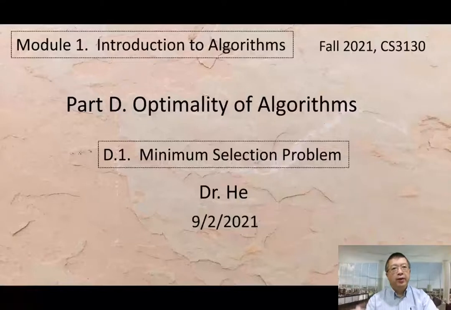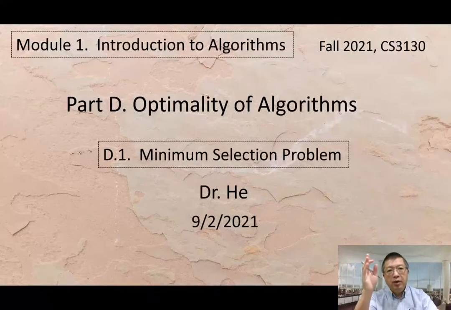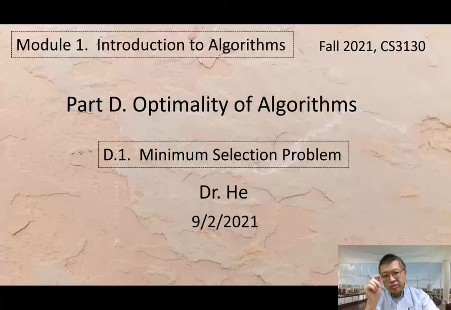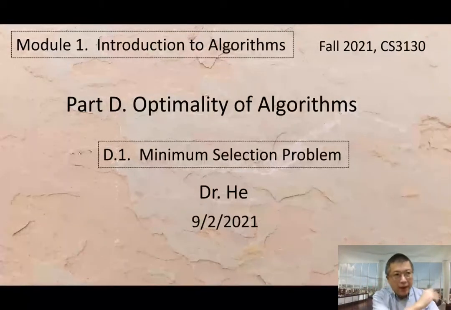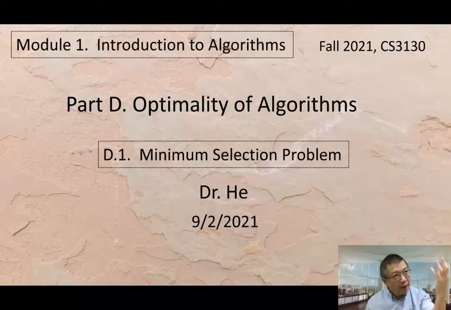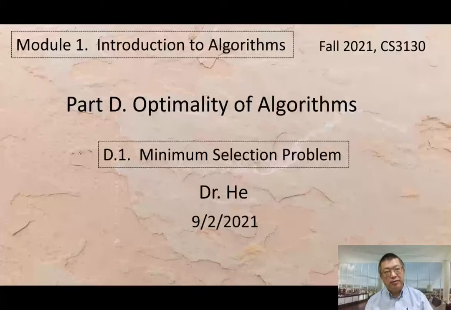From today, we start part D of Module 1, the last part of Module 1, optimality of algorithms. So in this part, I want to talk about the optimality problem, optimality issue in algorithms.